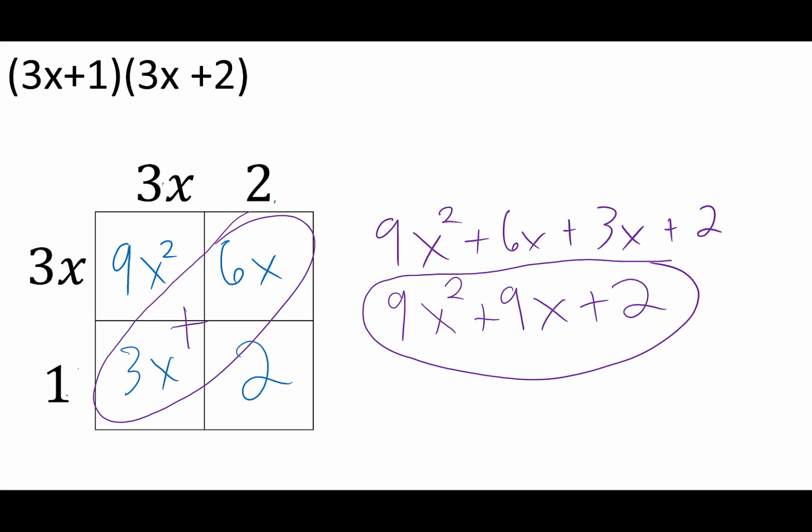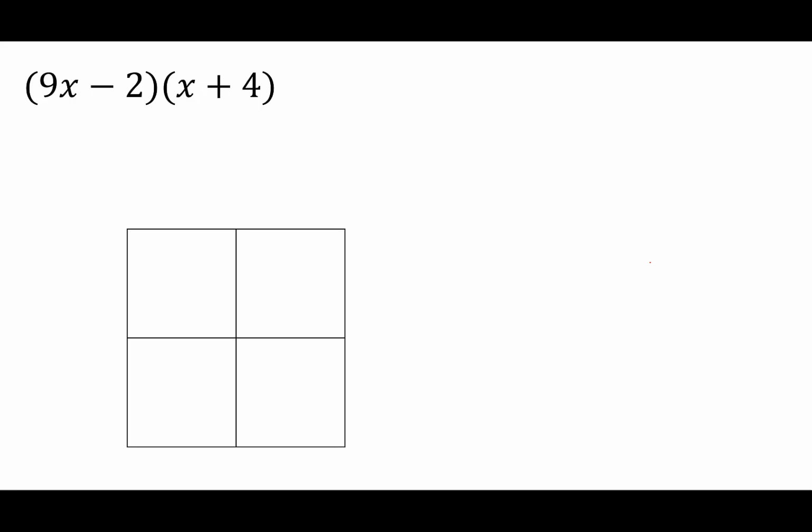All right, we'll look at another one. So I've got 9x minus 2 times x plus 4. I'm going to put 9x minus 2 on the left and x plus 4 on the top. Again, this is a 2 by 2 box.